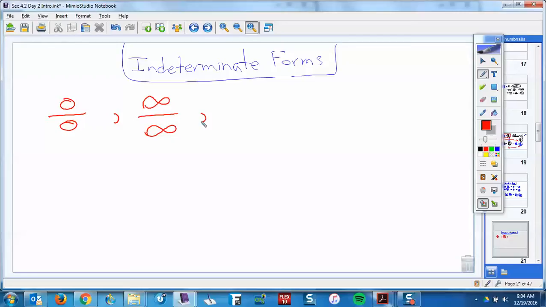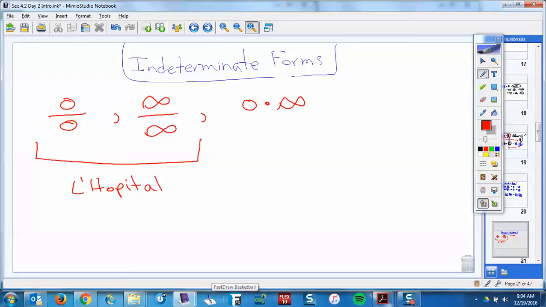Now there's one more indeterminate form we got to throw up there: 0 times infinity. Now here's the problem. You can't use L'Hopital's rule on 0 times infinity. It's got to be 0 over 0 or infinity over infinity. Right? We can do L'Hopital on those two. But we can't do L'Hopital on 0 times infinity.